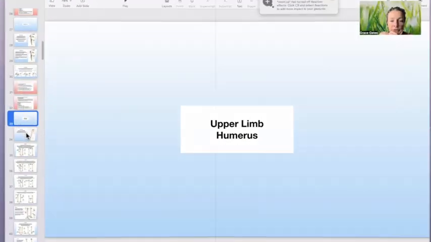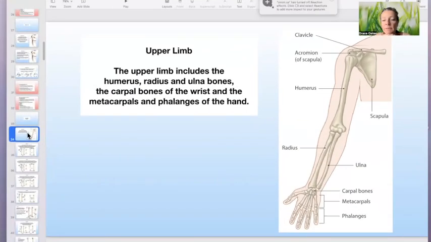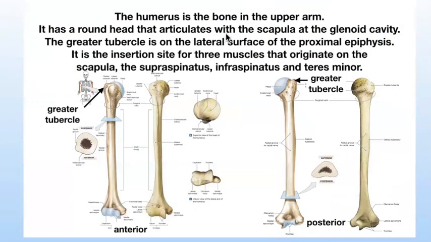Okay, so on to the humerus. First, to introduce, the upper limb includes the humerus, the radius and ulna bones, the carpal bones of the wrist, and the metacarpals and phalanges of the hand. So the humerus is the bone in the upper arm. It's the only bone in the upper arm.